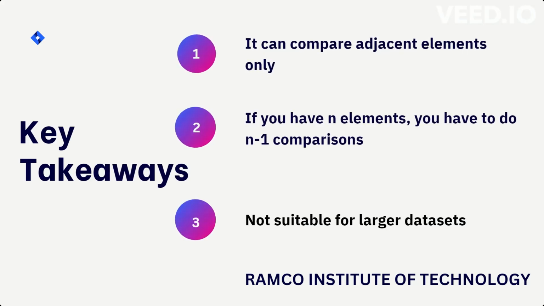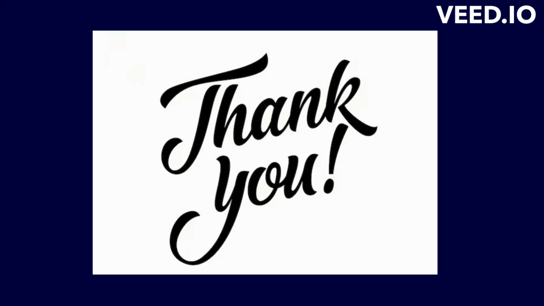So the key takeaways from the bubble sorting algorithm is, first one, it can compare adjacent elements only. If you have n number of elements, you have to do n minus 1 comparisons. And number 3 is it is not suitable for larger data sets. So that's all about the bubble sorting algorithm.